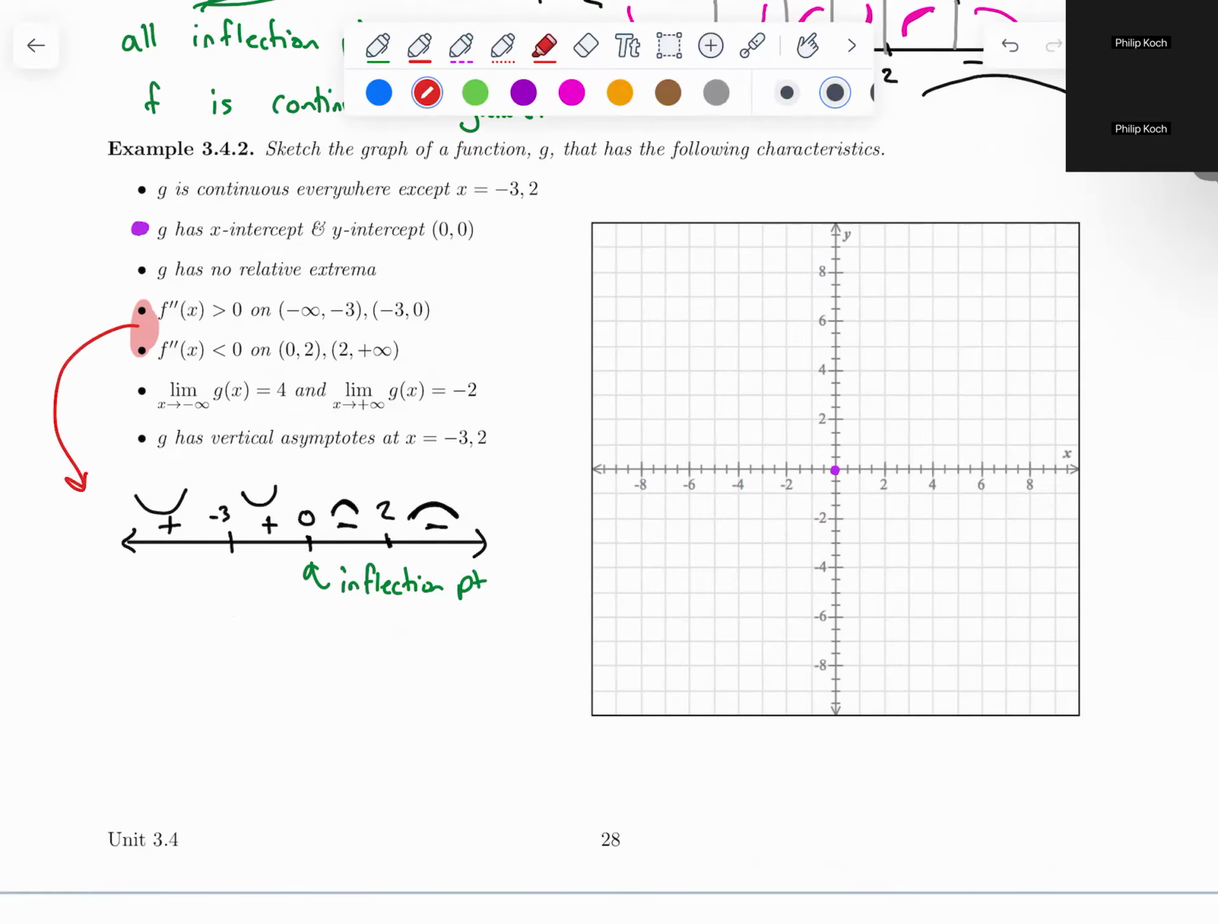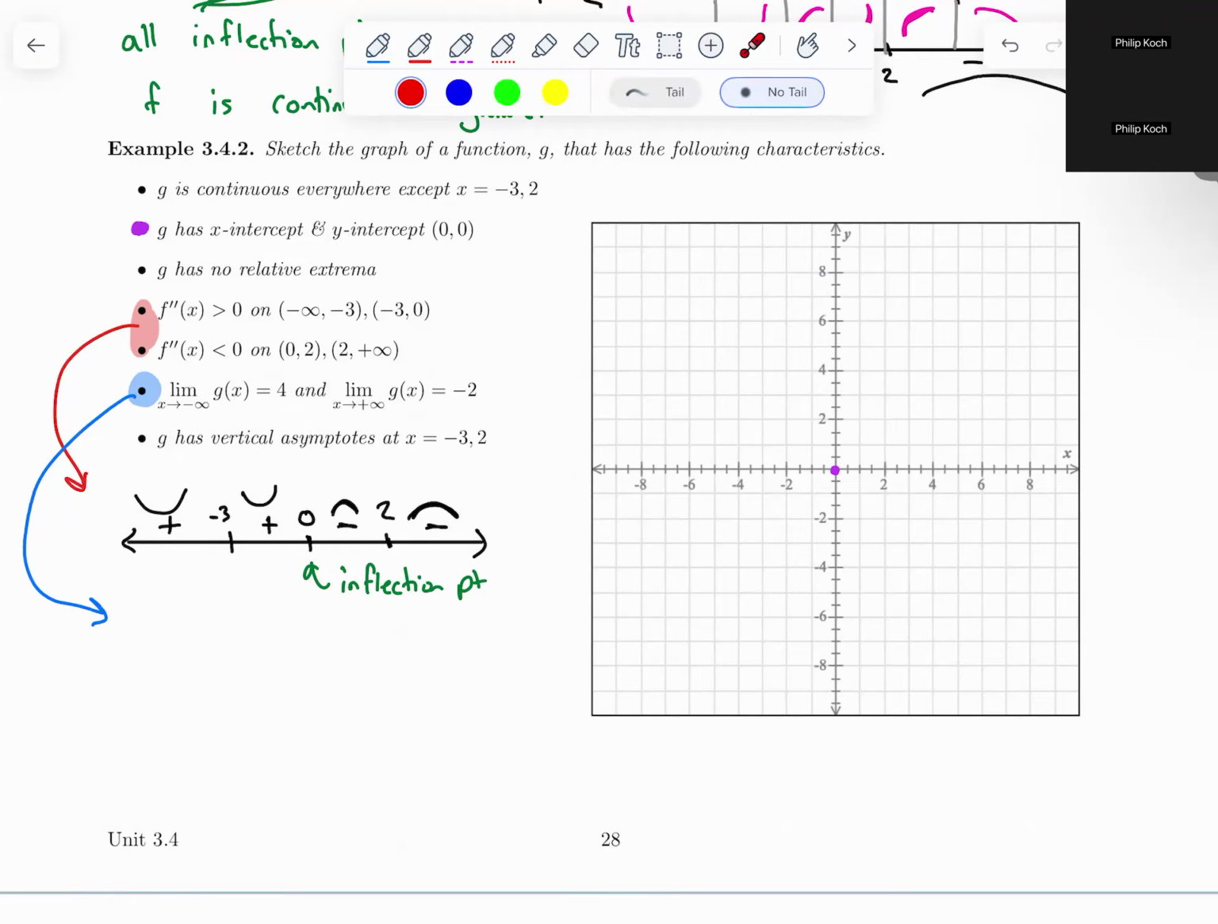Okay. Next, we have this information. Now, what does that tell me? The limit as x approaches negative infinity of g of x is equal to 4, and the limit as x approaches positive infinity of g of x equals -2. What does that information tell me? Because you can memorize what this is, there is a definition that has this statement in it, but you can also think about it graphically.